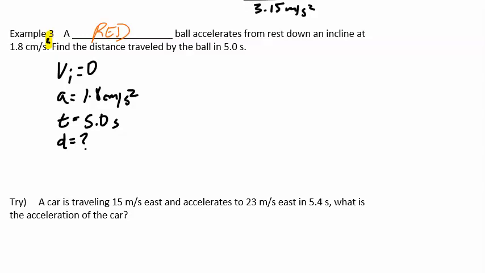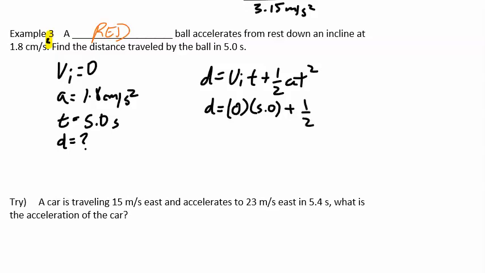Well, in this case, initial velocity, acceleration, and time are given, so we can use d is equal to VIT plus 1/2 AT squared, so we're using a different formula. It's the one that corresponds with what we've been given here in our variables list. And fortunately here, there's very little algebra that's needed. VI is 0, times T, which is 5.0, plus 1/2 acceleration 1.8 centimeters per second squared, multiplied by the time, which is 5.0 seconds, and that's all squared.